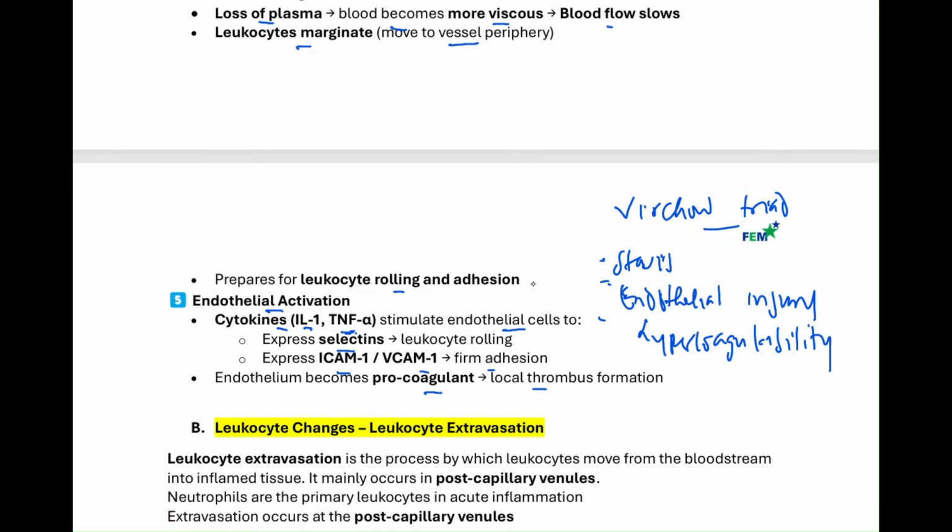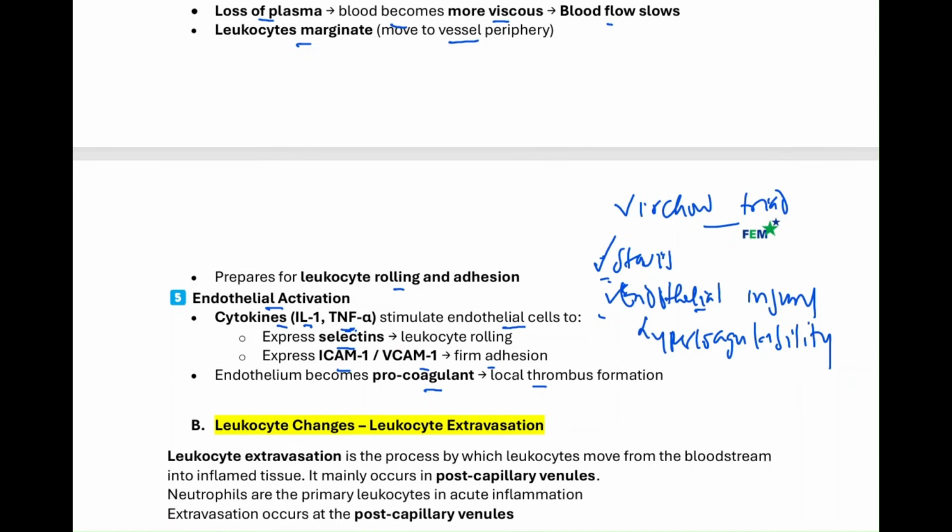And that's why, in the case of injury, it can lead to stasis and it can lead to endothelial injury. So those patients could also be predisposed to what? Blood clots. They could be predisposed to thrombosis. So now we've completed what happened in the vascular changes.